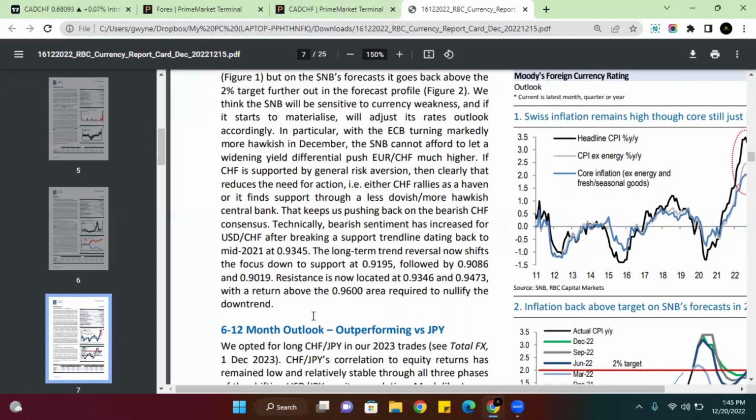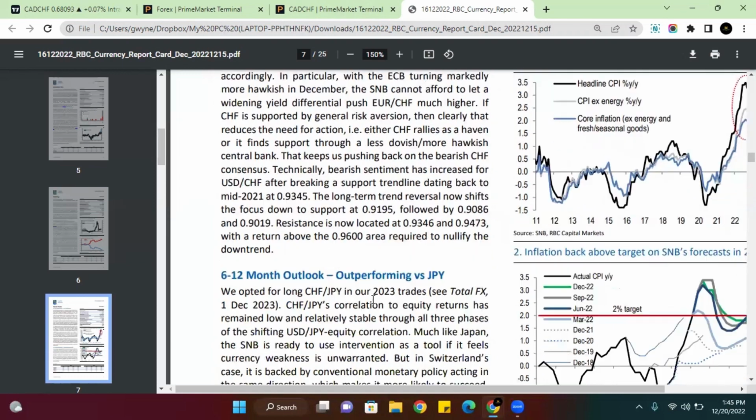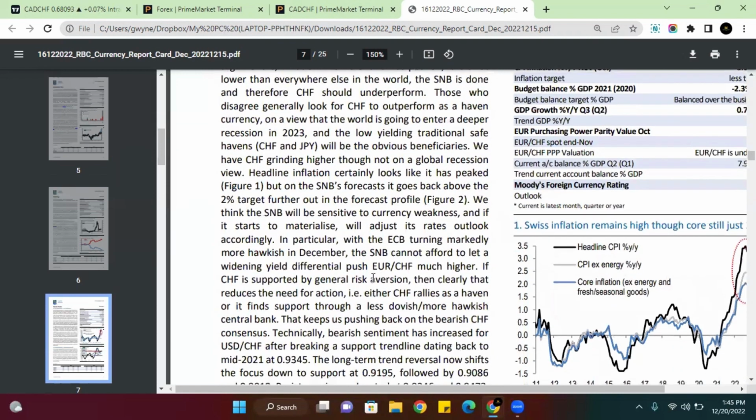Followed by 0.9086 and 0.9019. Resistance is now located at 0.9346 and 0.9373, with a return above the 0.9600 area required to nullify the downtrend, right? They talk about Euro Swiss franc specifically, right?